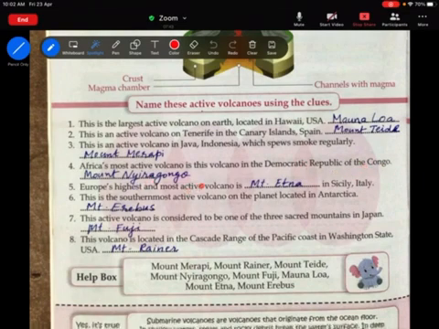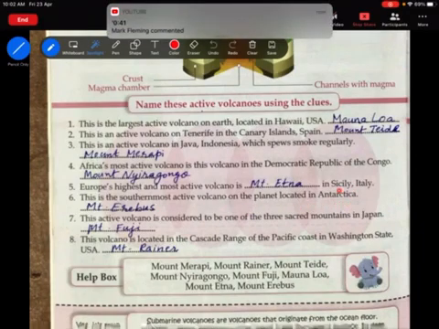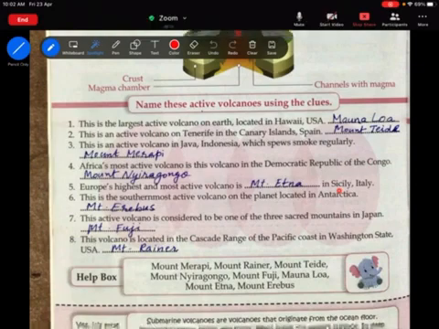Mount Nyiragongo. Europe's highest and most active volcano is Mount Etna in Sicily, Italy. This is the southernmost active volcano on the planet, located in Antarctica. Mount Erebus. This active volcano is considered to be one of the three sacred mountains in Japan, that is Mount Fuji. This volcano is located in the Cascade Range of the Pacific Coast in Washington State, USA, Mount Rainier.